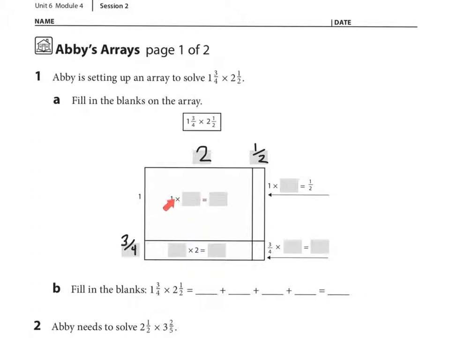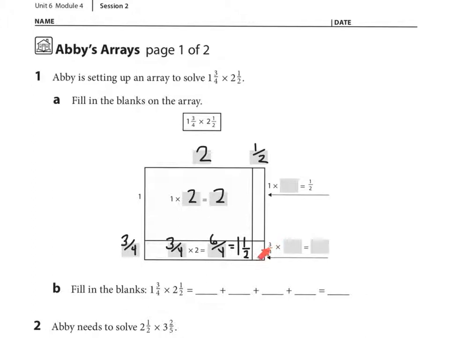Right here I'm going to multiply 1 times 2 and write the product there. 1 times 2 is 2. So doing the same right here, 3/4 times 2, because I'm doing 3/4 times 2. 3/4 times 2 equals 6/4. And now I can also say that's equivalent to 1 2/4 or 1 1/2.